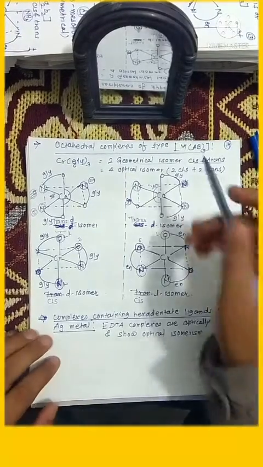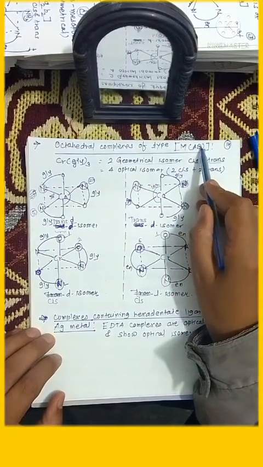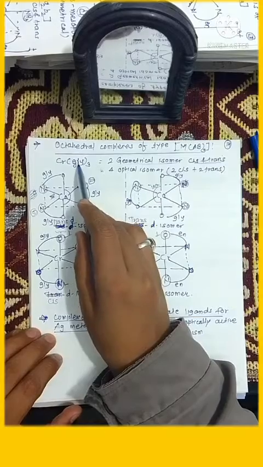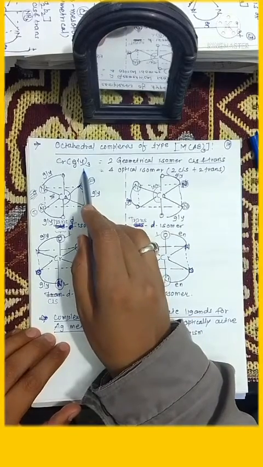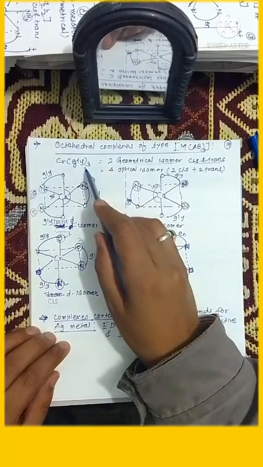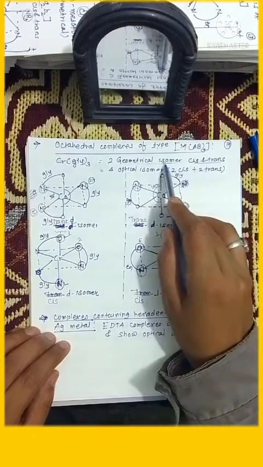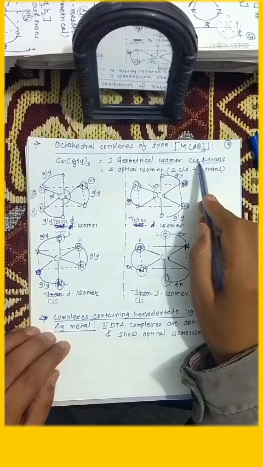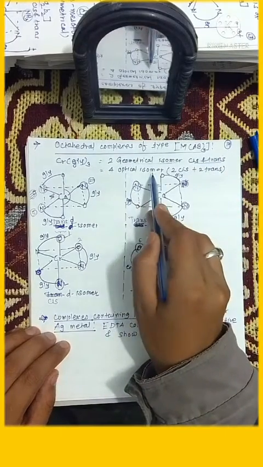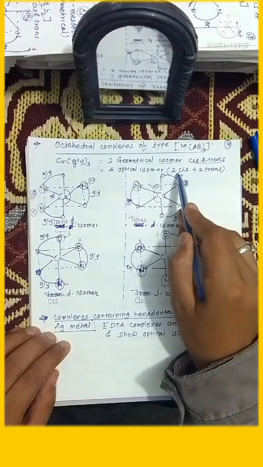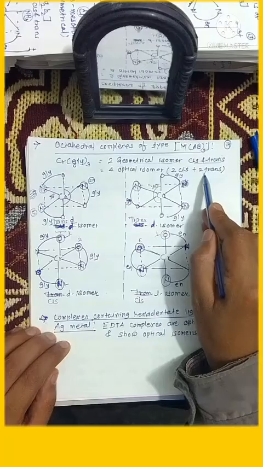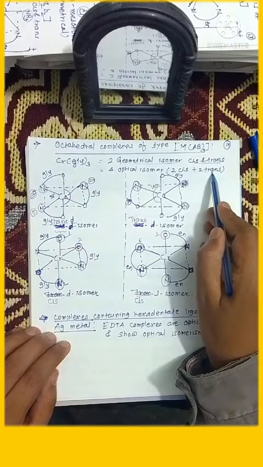Octahedral complexes of type M(AB)3. Cr(glycinato)3 is an example of this type of complex. This complex has 2 geometrical isomers, that is cis and trans, and it has 4 optical isomers. One pair is shown by the cis form, another pair is shown by the trans form.